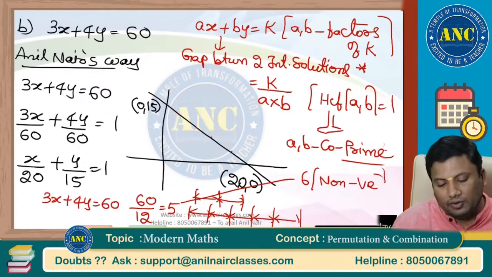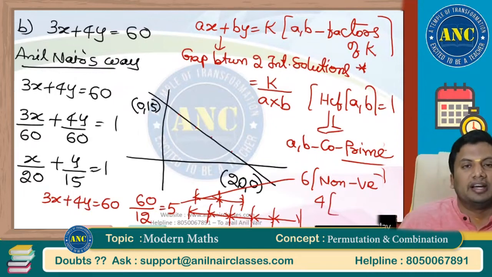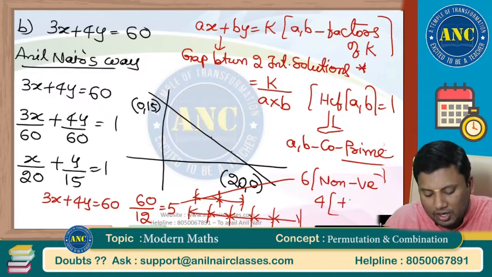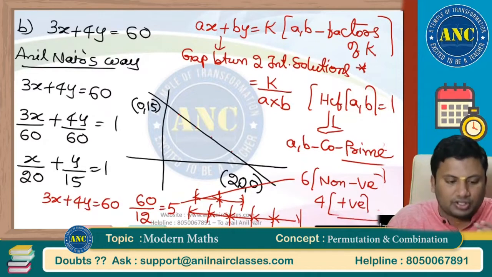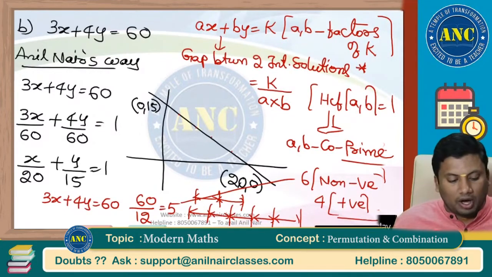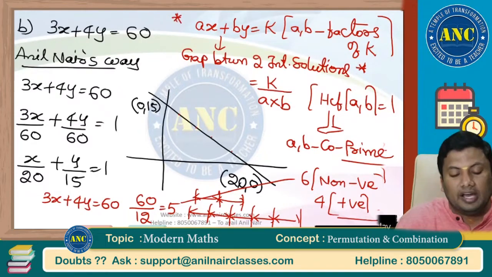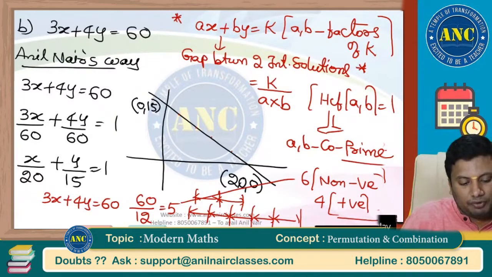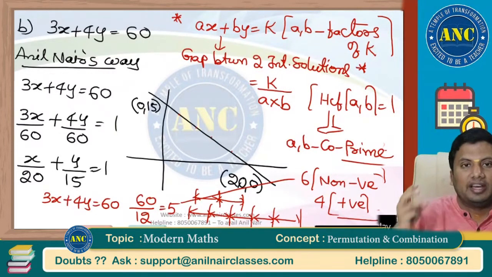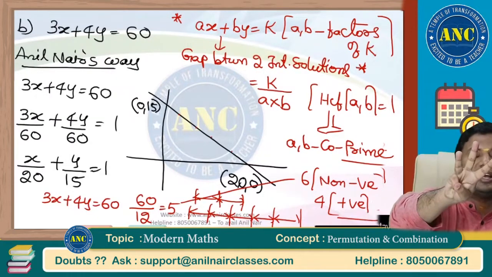6 non-negative solutions, x value 0, y value 0. 2 cases will be eliminated where x is 0 and y is 0. 6 non-negative, 4 positive. You don't need to count the values of x and y to determine the total number of non-negative and positive solutions. This proof also I will give you after I solve A, B, C and D. 3x plus 4y equals 60. 60 by 12 is 5. Suppose there are 2 gaps, there are 3 fingers.